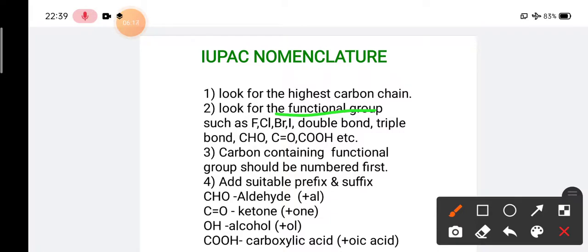Here the functional groups are mainly fluorine, chlorine, bromine, iodine, double bond, single bond, triple bond, as well as CHO, that is the aldehyde, and C double bond O, that is the ketone.